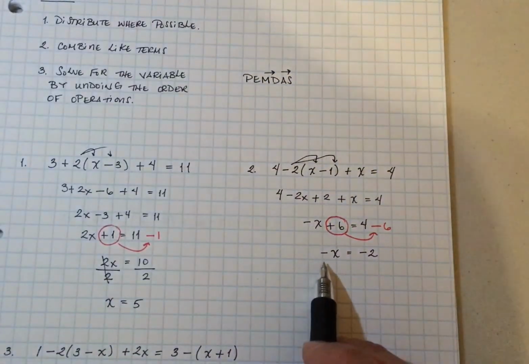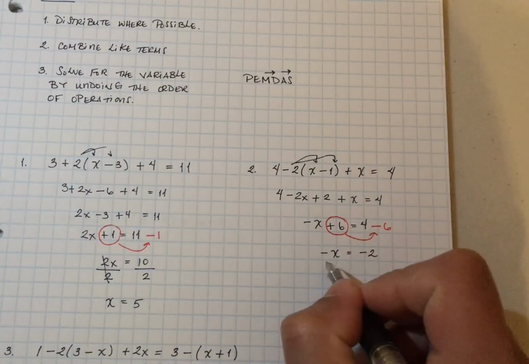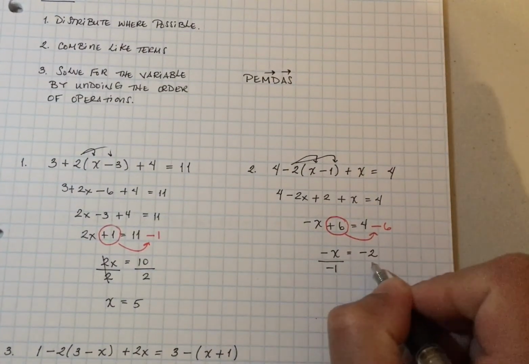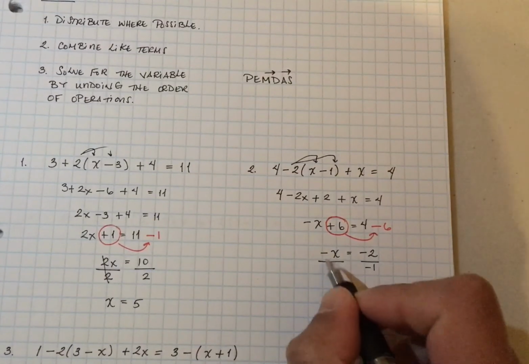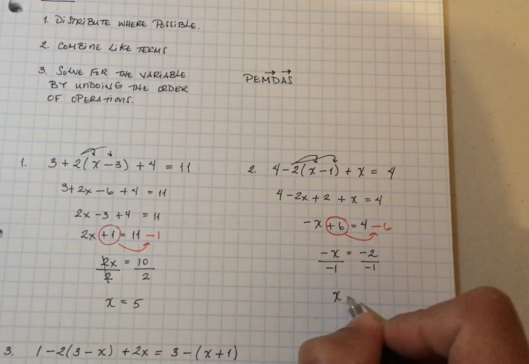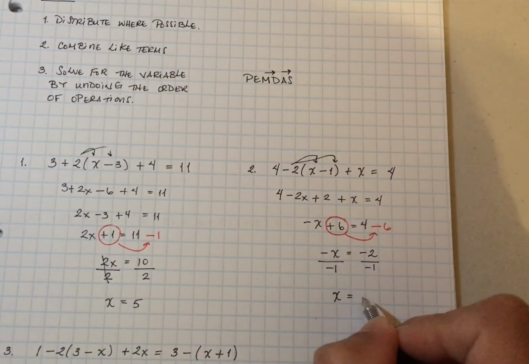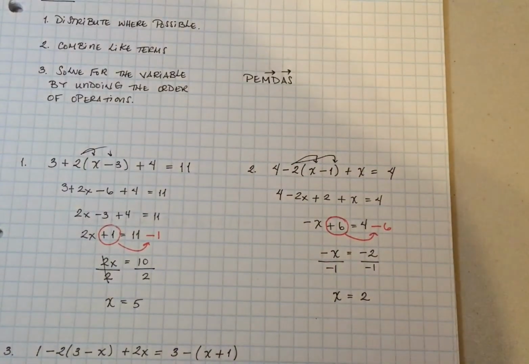You cannot leave the negative with the x, so we're going to divide by negative 1. Okay, so negative divided by negative is a positive. We end up with positive 2. Alright.